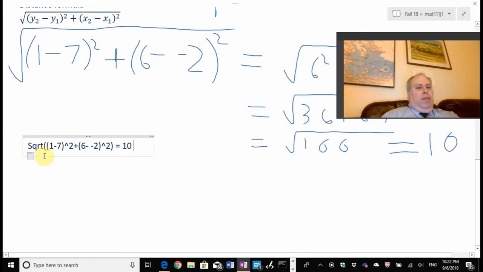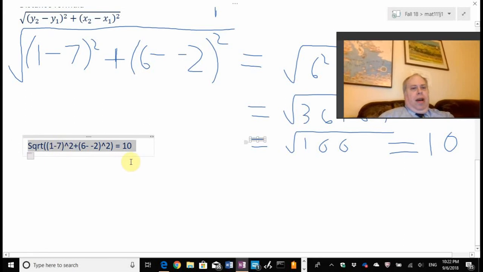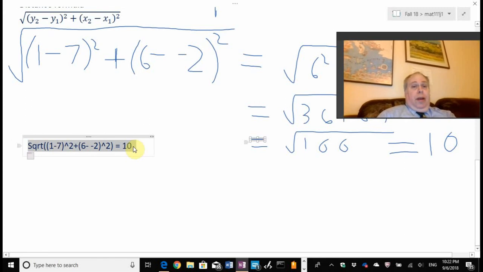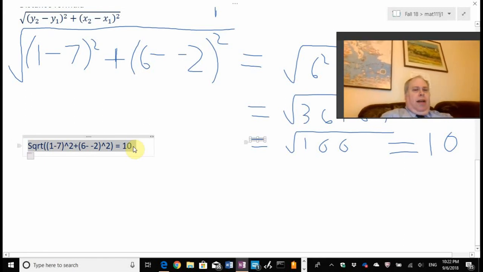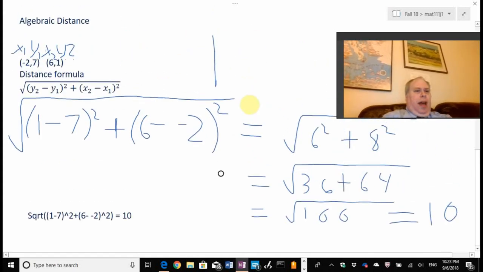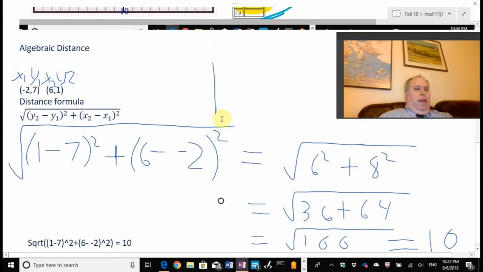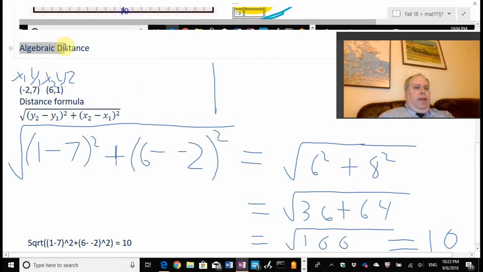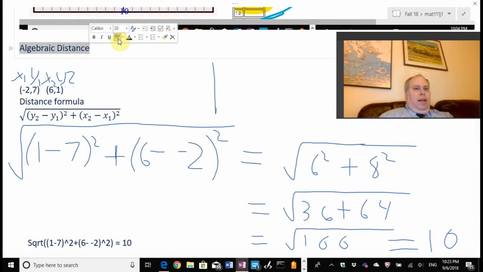But when you show your work, this is the way you show it. You gotta show the whole thing you typed into the calculator and what you got out the other side. So this is how I solve. So this is doing it algebraically. That's the algebraic distance formula.